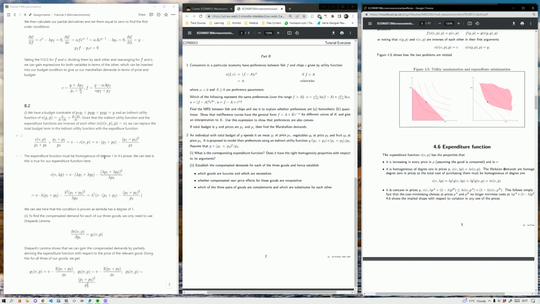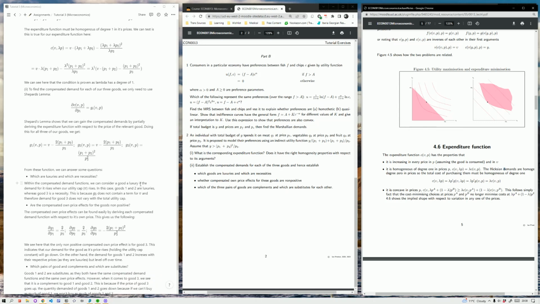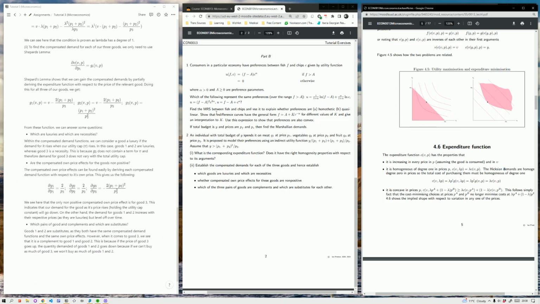Okay, so we do a lambda in front of the prices. And then we've got now this. And if we just simplify it out, then you can see that actually, we do get homogeneity degree 1 of our prices. So the condition is proven. We've got the right homogeneity properties with respect to the arguments. It's all good. Now, here's 3 short but slightly complicated things.